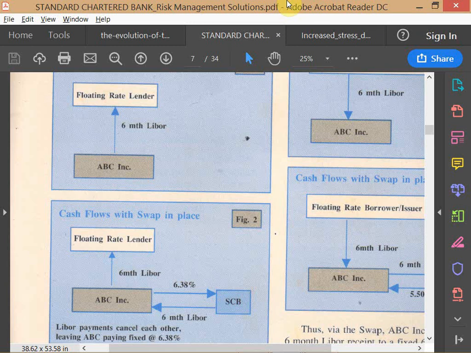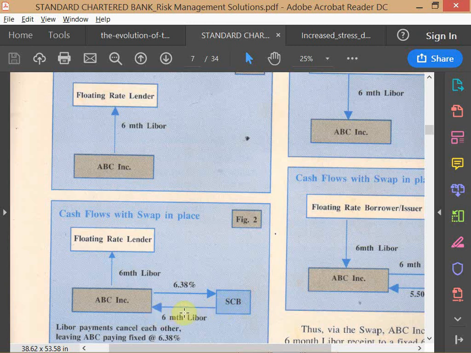We looked at the situation where this company ABC initially has a floating rate loan, and then it wants to manage the risk. It does not want to remain exposed to floating rate LIBOR, to 6 month LIBOR, and therefore it enters into an IRS, and this transaction is the IRS, where they're swapping the fixed cash flow with the floating cash flow.